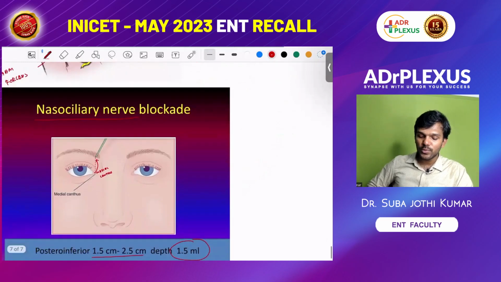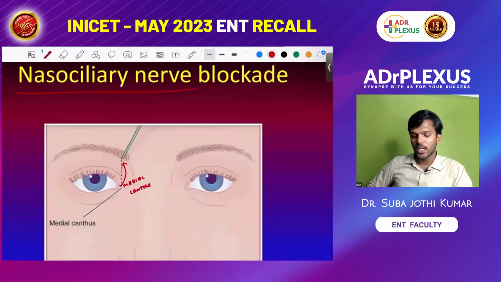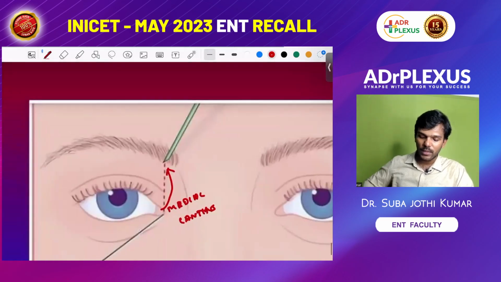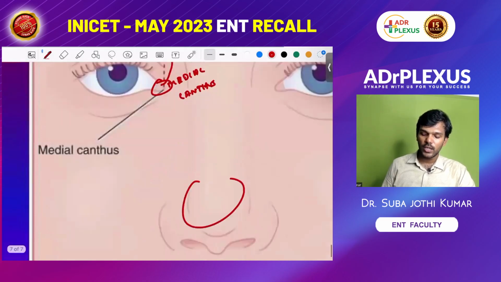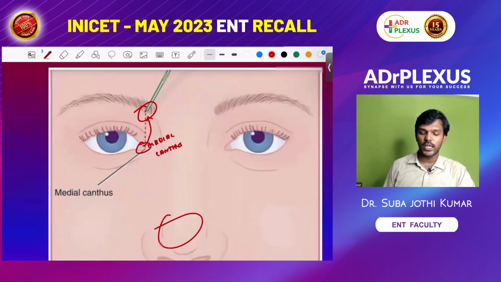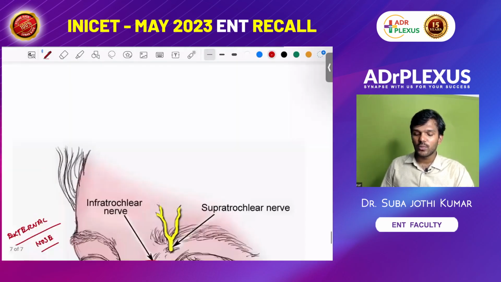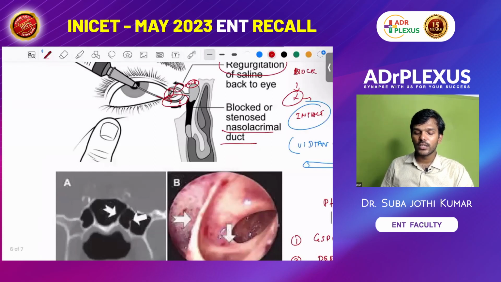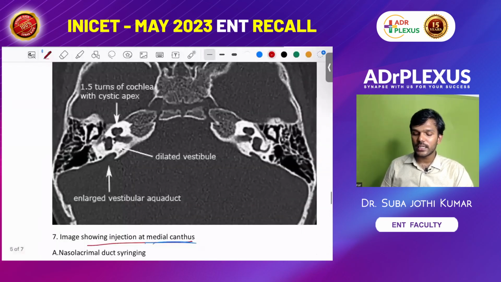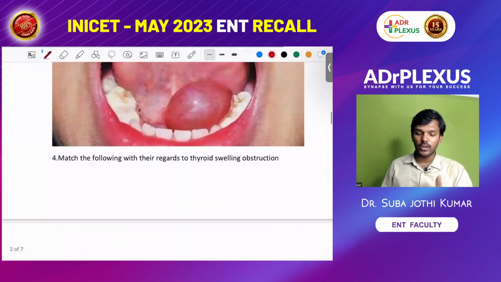So you make a note of all these things. Where a nasociliary nerve comes over here, over here you will get the nasolacrimal duct, medial canthus. Okay. Over here, you will get the anterior ethmoidal nerve. Okay. The vidian nerve is nowhere here in the close quarters, so we don't have to worry about the vidian nerve. Okay. So on that note, we can jump into the next question.